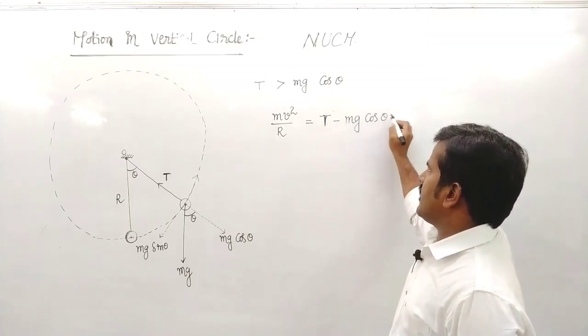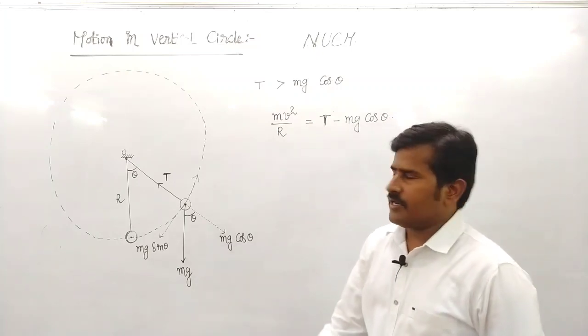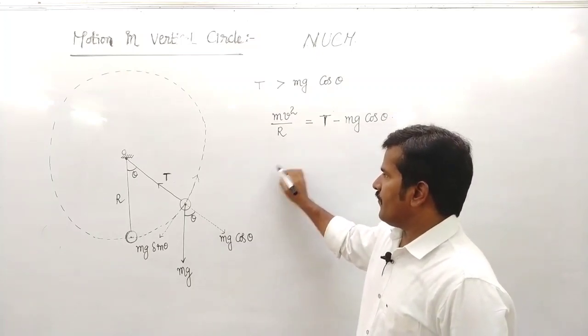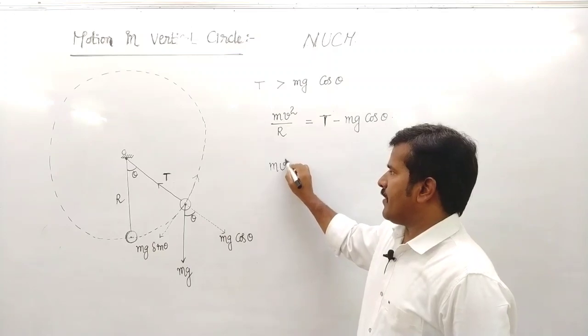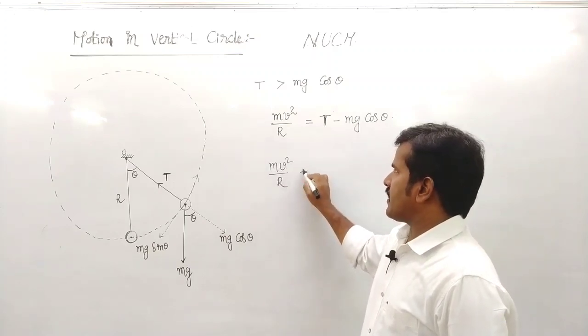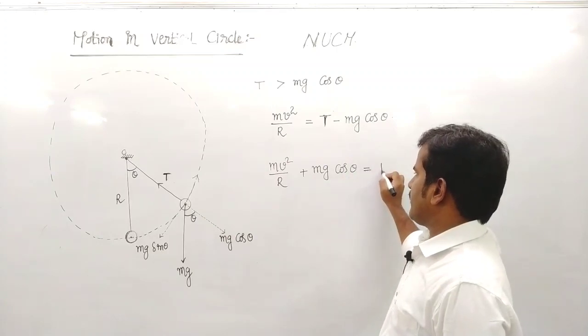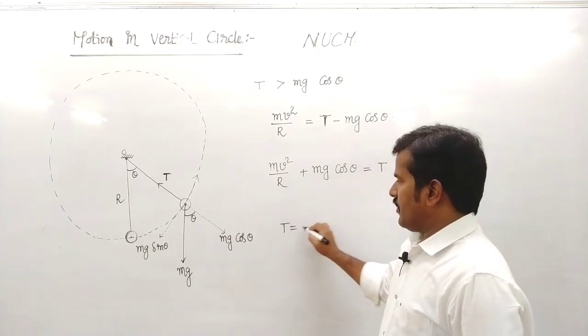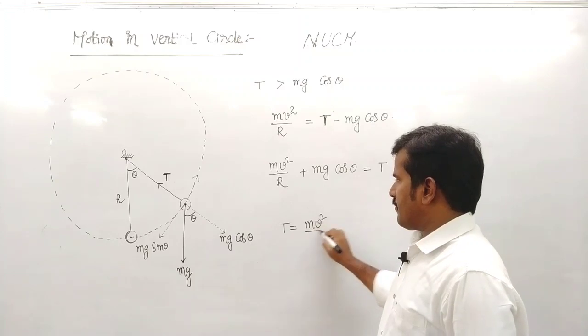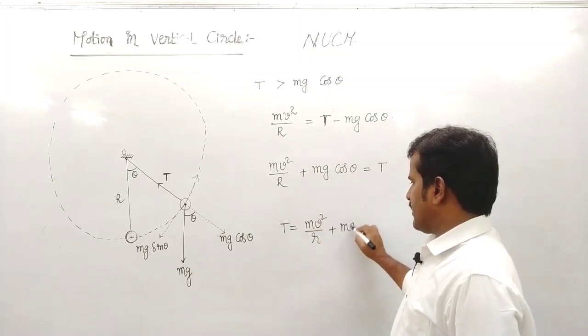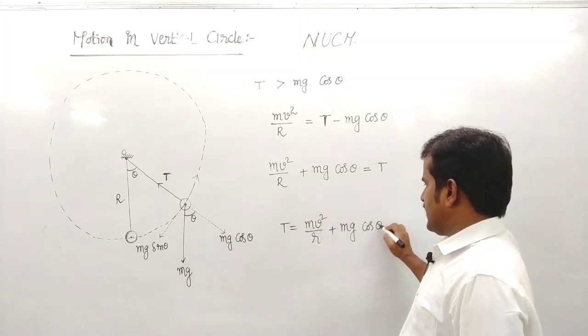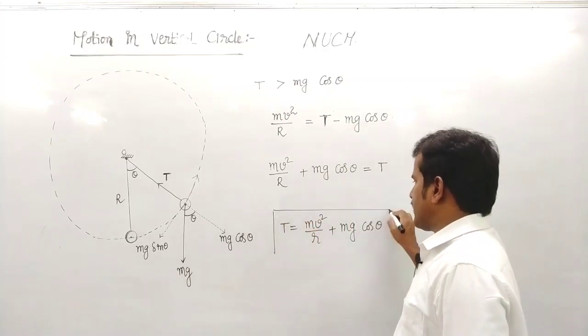This is the equation of centripetal force: mv square upon r plus mg cos theta gives the value of T, where T equals mv square upon r plus mg cos theta. If the theta value changes, then the tension changes.